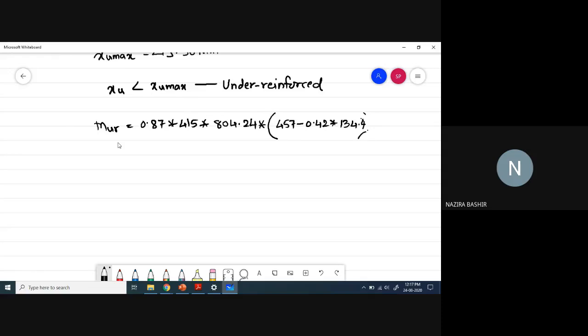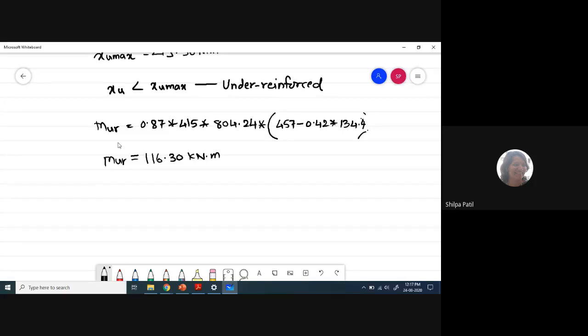That comes to 116.30 kilonewton meter. All are getting the same value, 116.30.